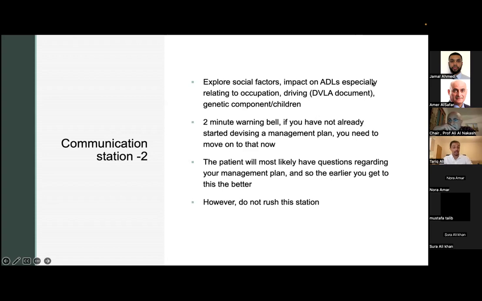It is pressed for time, as are all the other stations, but this is really, really pressed for time. So try and be calm, collected, have a structure in terms of what you're going to ask, what you're going to address, and the plan that you're going to have at the end. Okay. Next slide.